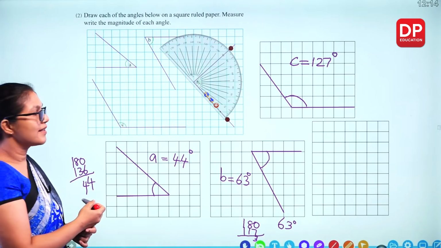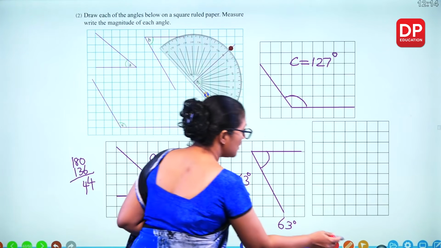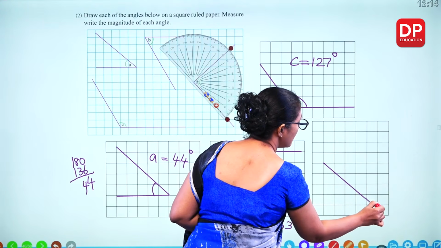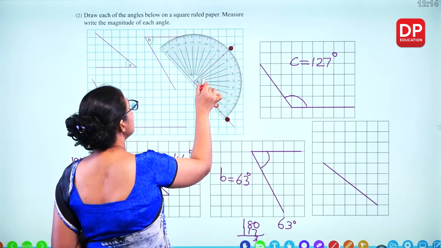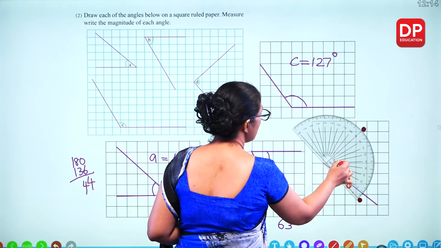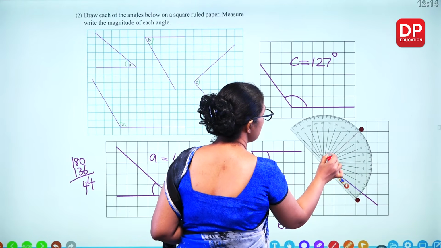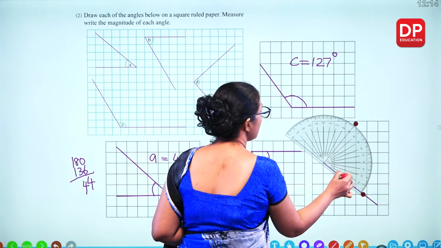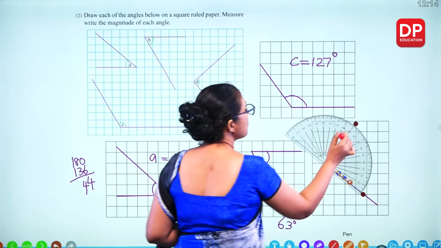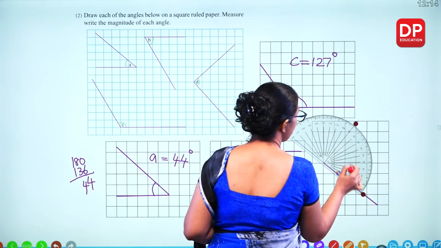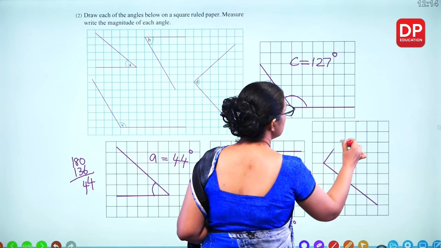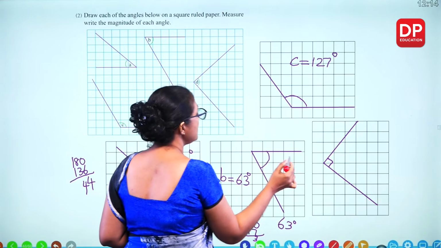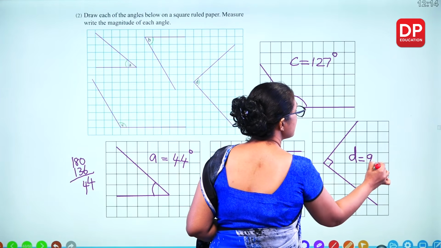It's a 90-degree angle. So we have to draw a 90-degree angle here. We can draw this line and keep the protractor here. And the 90-degree angle we can mark here, and connect with a ruler. So this is exactly 90 degrees. So the D angle is 90 degrees.